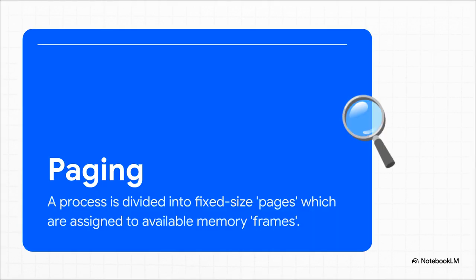So to avoid that messy, slow process, modern systems use a much more elegant solution. It's called paging. Here's how it works. The OS breaks every program into small, equal-sized chunks called pages. Then it divides the physical RAM into matching slots called frames. Now, a program's pages can be slotted into any available frames, even if they aren't right next to each other. This simple but brilliant idea completely gets rid of the problem of wasted holes in memory.